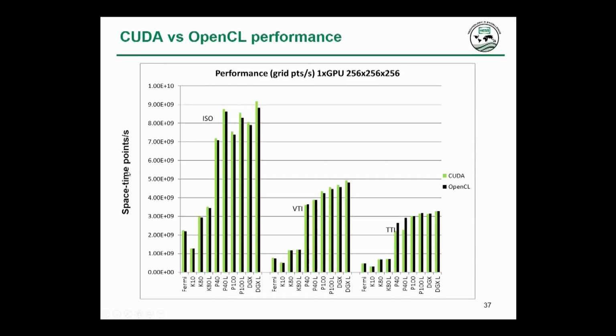So again, we still have space-time grid points per second. And I'm going to move from 1 GPU to 2 GPU and 4 and 8. And you'll see that these bars will double, but I'm trying to keep that same idea. If you get weak scaling, these bars shouldn't move.